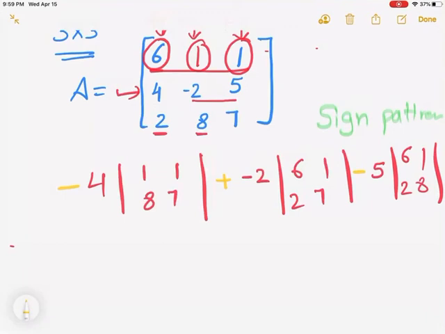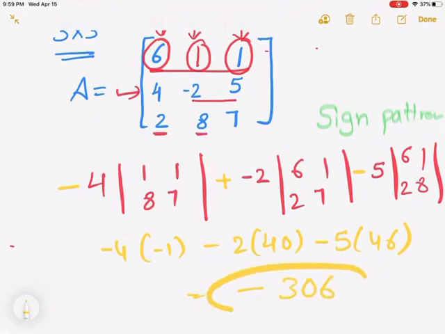Now let's simplify. I'll talk about that sign pattern just in a minute. Let me finish this first. So I have negative 4 times negative 1, negative 2 times positive 40, 5 times 46, and if you simplify the whole thing, I have negative 306, which is the same answer.